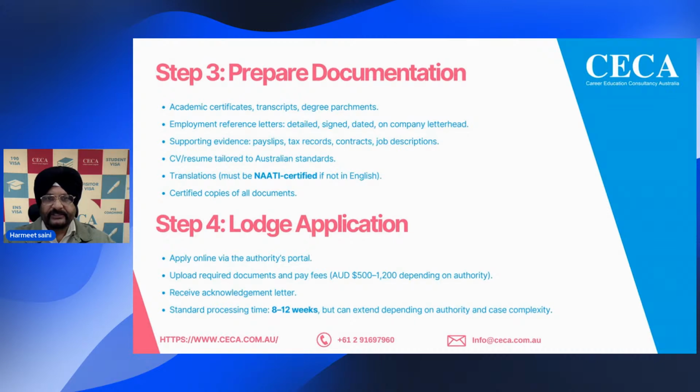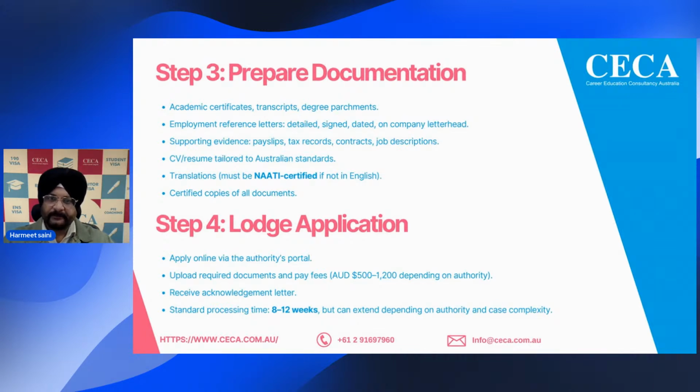The next phase is when you meet everything. The last phase is, of course, to pay the assessing authority fees. After collecting all these documents, apply on the assessing authority's portal and pay their fee. Different assessing authorities have different levels of fees, usually from about 500 Australian dollars to 1,200 to 1,400 Australian dollars.